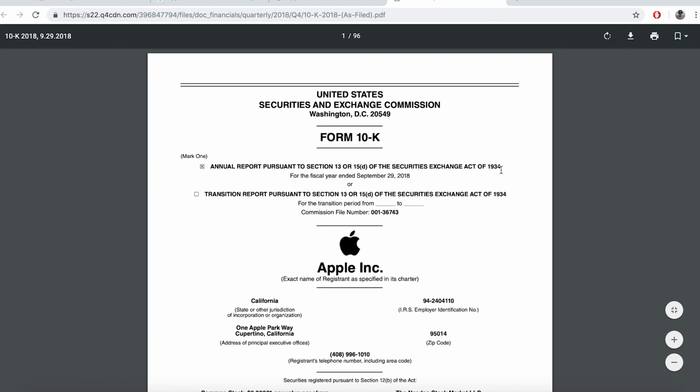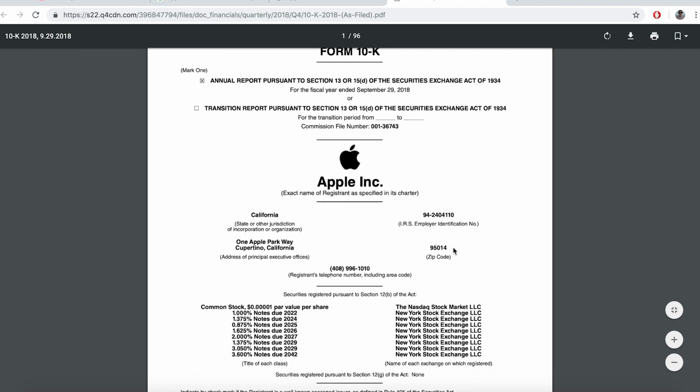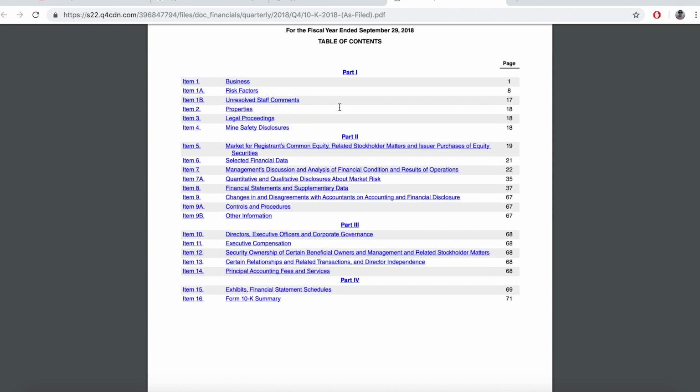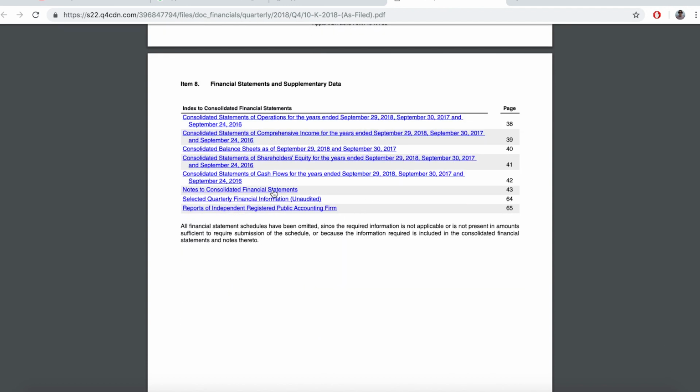All right, so that should bring it up. And you can see that it's quite long. So these annual reports are very long. So what you're going to want to do is go to the table of contents. And you can see here it says financial statements. Click on that. And then we want consolidated statements of operations.